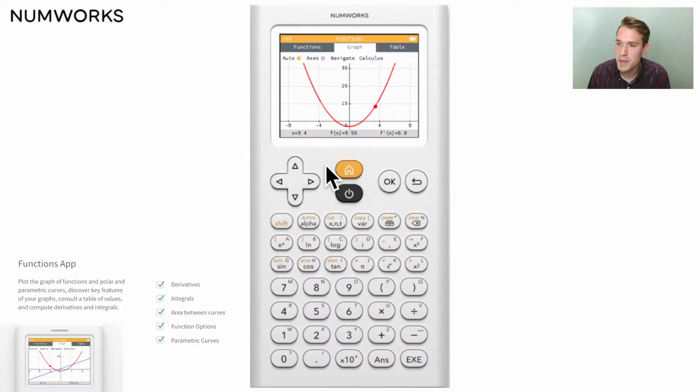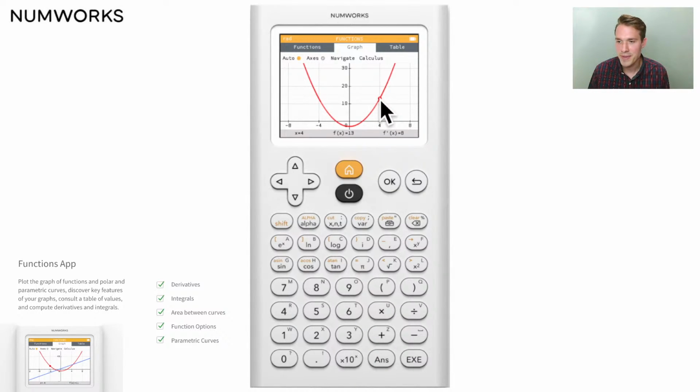We can also find the derivative at a specific point. If I want to pick a different point, I can just type in a value. So if I want to find it when x equals 4, I'm just going to hit the 4 and enter, and it's going to move my point to x equals 4.